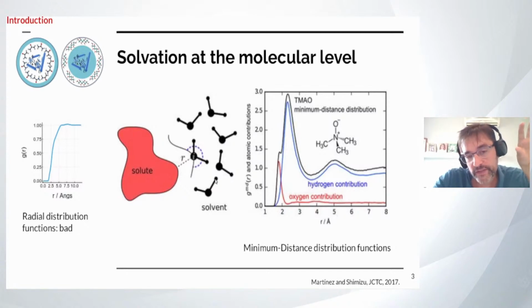Therefore, we start to compute the density of these minimum distances as a function of the distance from the solute, the distance computed as the minimum distance between any solvent and any solute molecule. For instance, in this case we have a protein in a solution of water and thymol. Thymol is a known protein stabilizer. And we compute the minimum distance between any atom of the thymol molecule and any atom of the protein molecule.